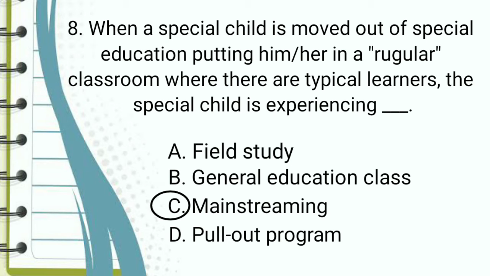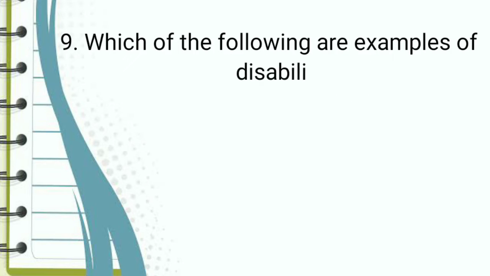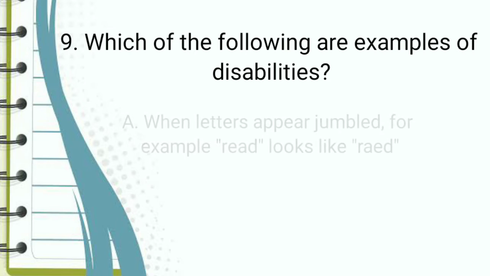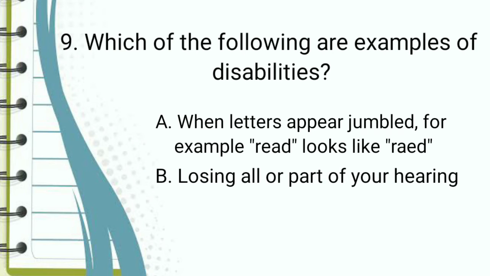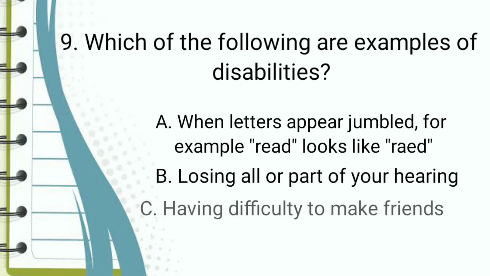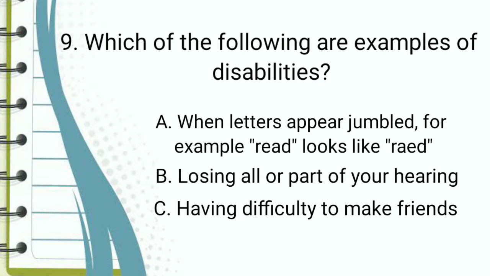Correct answer. Letter C. Which of the following are examples of disabilities? A. When letters appear jumbled, for example, read looks like rod. B. Losing all or part of your hearing. C. Having difficulty to make friends. D. Both A and B.